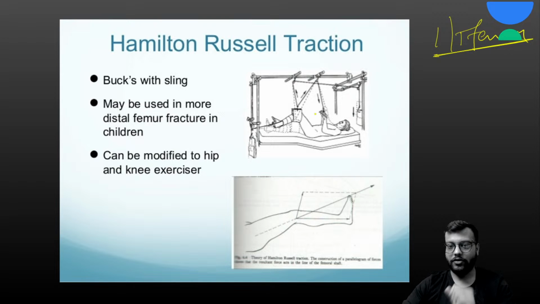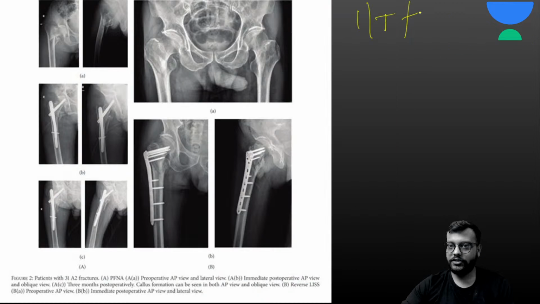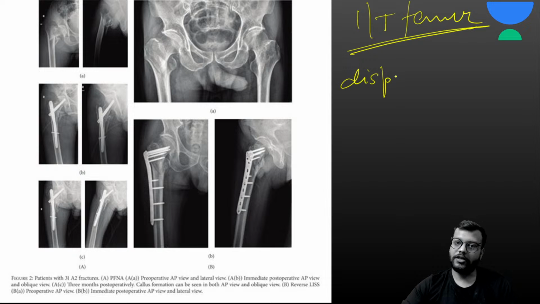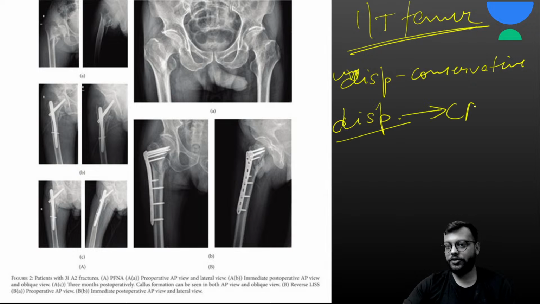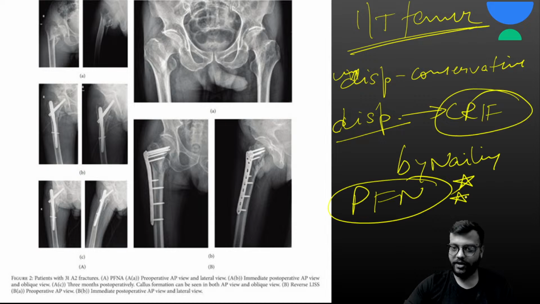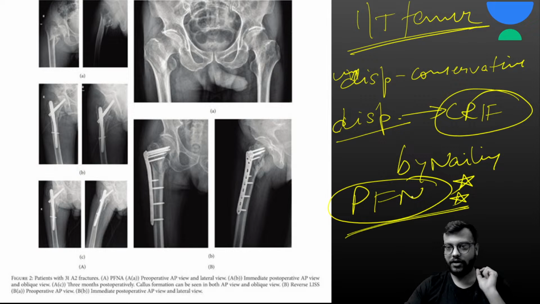Now the IT femur fracture, if it is undisplaced, it can be managed conservatively by traction alone and then physiotherapy. And if it is displaced, then you have to go for surgical correction, and the treatment of choice is closed reduction, internal fixation by nailing. And here the nail used is the PFN, that is the proximal femur nail, very important. You can do plating and all, DHS also, but the treatment of choice is nailing in case of displaced fracture.